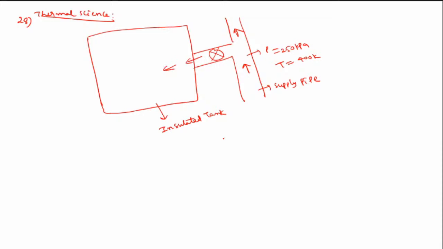So he is asking, once this tank is filled and it has reached the same pressure, what is the temperature inside? What is the temperature inside? Okay, so it is a problem of charging of tank.